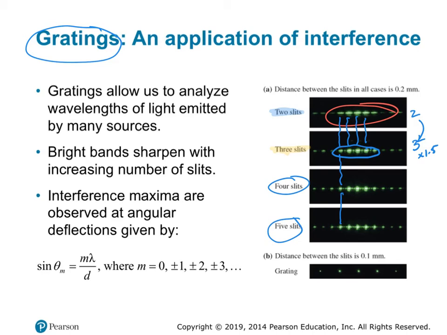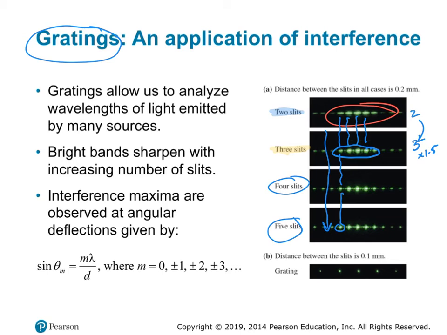Another property of more slits is the maxima get really tightly defined. So you can see here, these are getting more tightly defined as you go in this direction. Each additional slit sharpens up the interference pattern in the maxima. And that's a complicated property of the interference pattern. So we won't get into the details of why it gets sharper. Just know that it does get sharper as you add more slits.